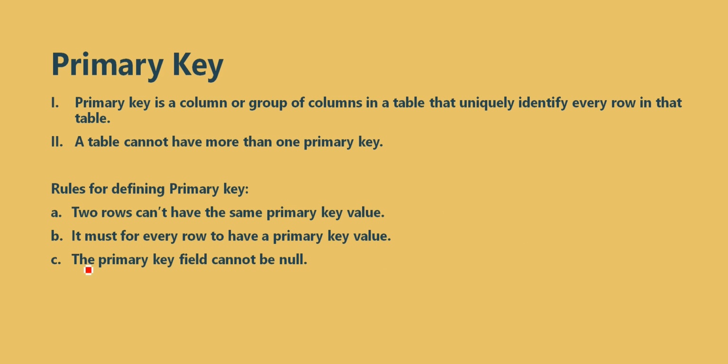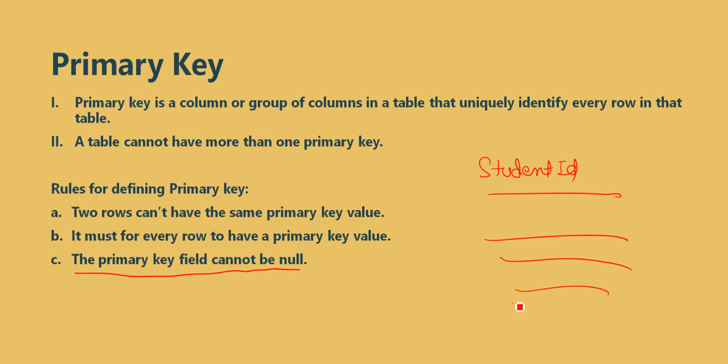Okay, so what does this rule say? The primary key field cannot be null. Let's say we have created a student ID as a primary key. Anywhere, I cannot store null as a primary key, because the rule says that the primary key field cannot be null. Null means not none. It should have a value, and a unique value.